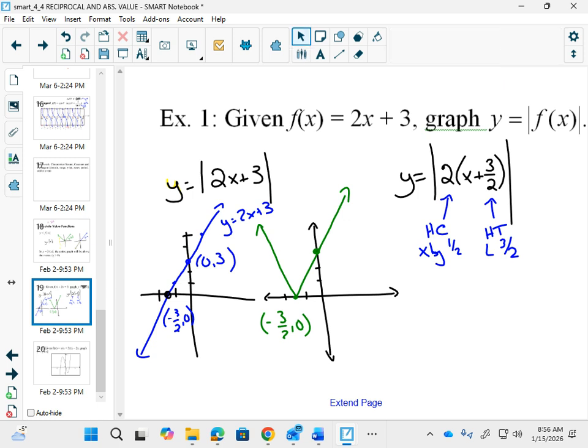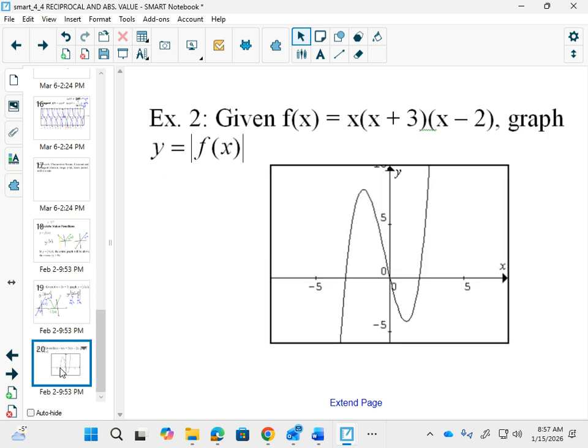But you could have done it with transformations as well. So what does this mean? We can use this technique to graph anything. So here's a graph from chapter 1, a polynomial graph. It's already in factored form. Each of those factors has a multiplicity of 1.